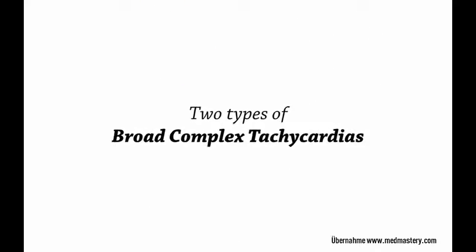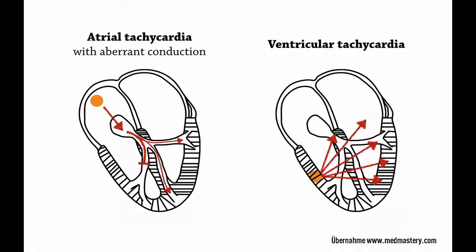So there are two types of broad complex tachycardias. In the first one, a pathologic focus somewhere in the atria has started to fire at a very fast rate, overdriving the sinus rate. The impulse is progressing to the ventricles, but finding one of the bundle branches blocked. So we'll see a bundle branch block pattern. This is called atrial tachycardia with aberrant conduction. In the second, the pathologic pacemaker focus is situated somewhere in the ventricles and depolarizes the heart in the way just described. This type of tachycardia is called ventricular tachycardia.